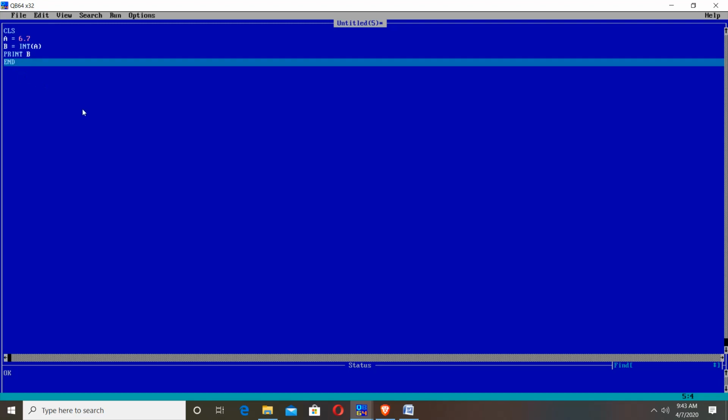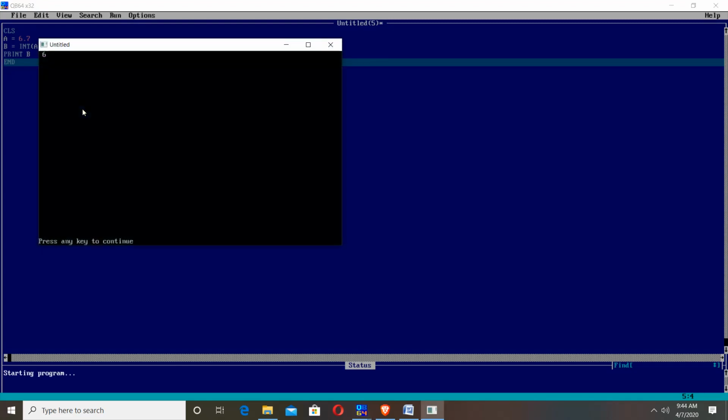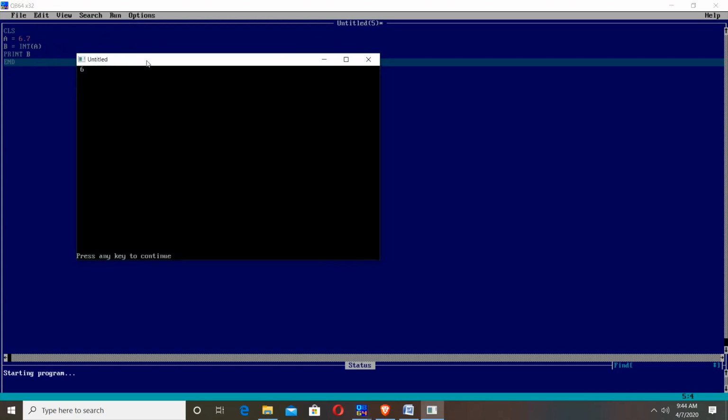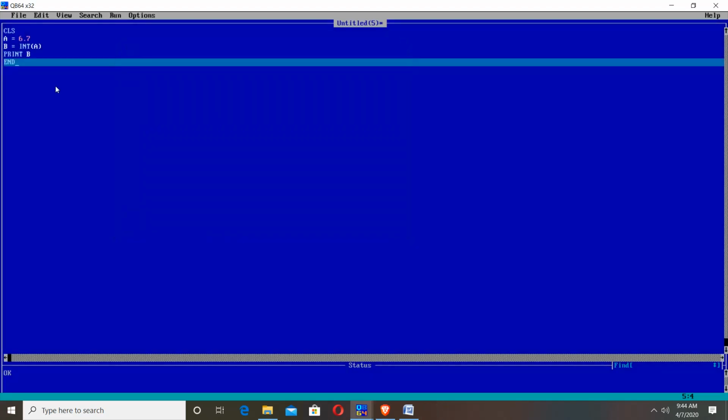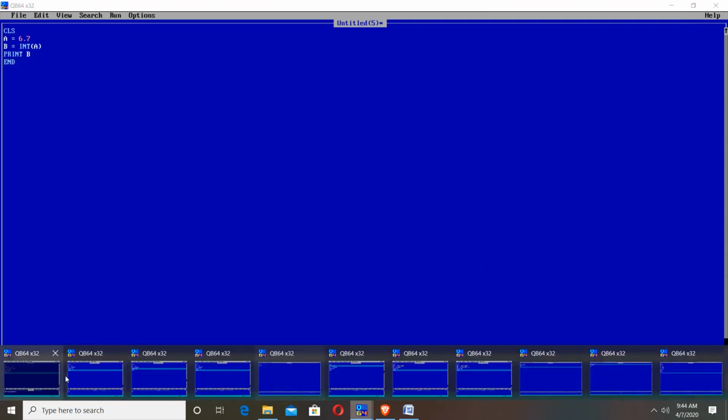Now let's check what will be the output of this program. Let's press F5. Now just see here, the output of this program is 6. 6 means the number after the decimal place has been removed from the given number. So the use of INT is to remove the number after the decimal place.